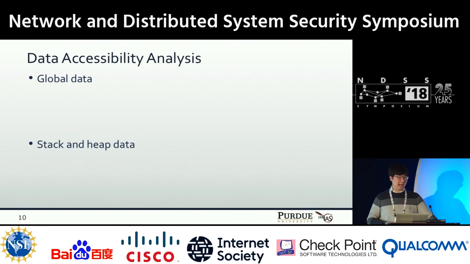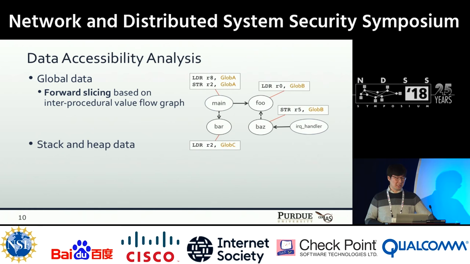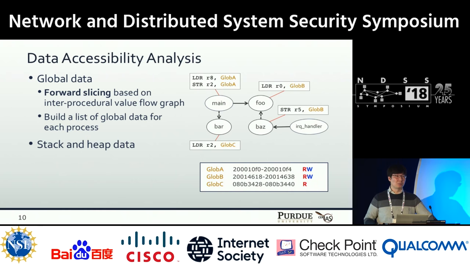For data accessibility analysis, there are two different types of data: global data and stack and heap data. For global data, we run forward slicing based on interprocedural pointer aliasing. For example, when there's a call graph like that, global variables and constants are accessed at arbitrary locations in these functions. We run forward slicing on each of these global data items, find all affected instructions, and build a list of global data for all the functions reachable from each process, so that for each process we find all the global data and the corresponding access permissions that are essential to run that particular process.